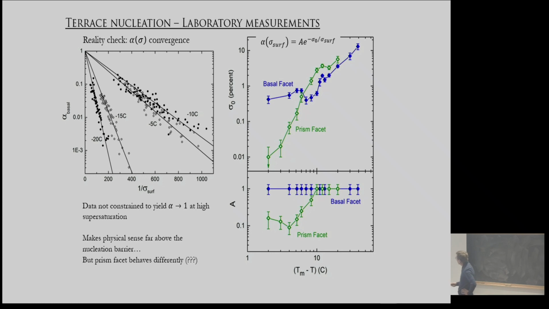And I'm just going to look at it for the basal facet where it makes the most sense, but it's a nice result. So here we're going to plot alpha on a log scale versus 1 over sigma surf. Okay, we got all that data. We can plot it however we want. And this functional form will be a line. Okay, and if we extrapolate that line to 0, we're just extrapolating to infinite surface supersaturation.